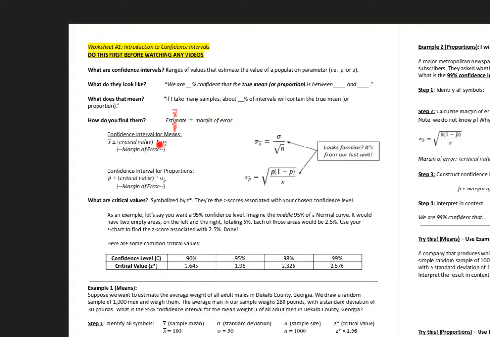Here's the formula for the confidence interval for means. It's X bar, that's our estimate, plus or minus something called the critical value times the standard deviation of your sampling distribution. That notation should look familiar from the previous unit. This whole part after the plus or minus is called the margin of error. Then for proportions, it's the same structure: your estimate plus or minus your critical value times the standard deviation. Again, that's the margin of error, and here's the formula for proportions. That should look familiar from the previous unit.